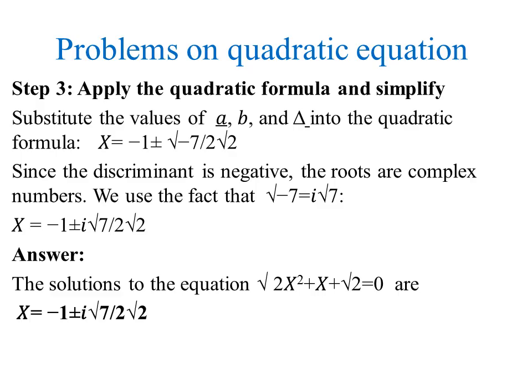The solutions of the quadratic equation root 2 x square plus x plus root 2 is equal to 0, are x is equal to minus 1 plus or minus i root 7 by 2 root 2.